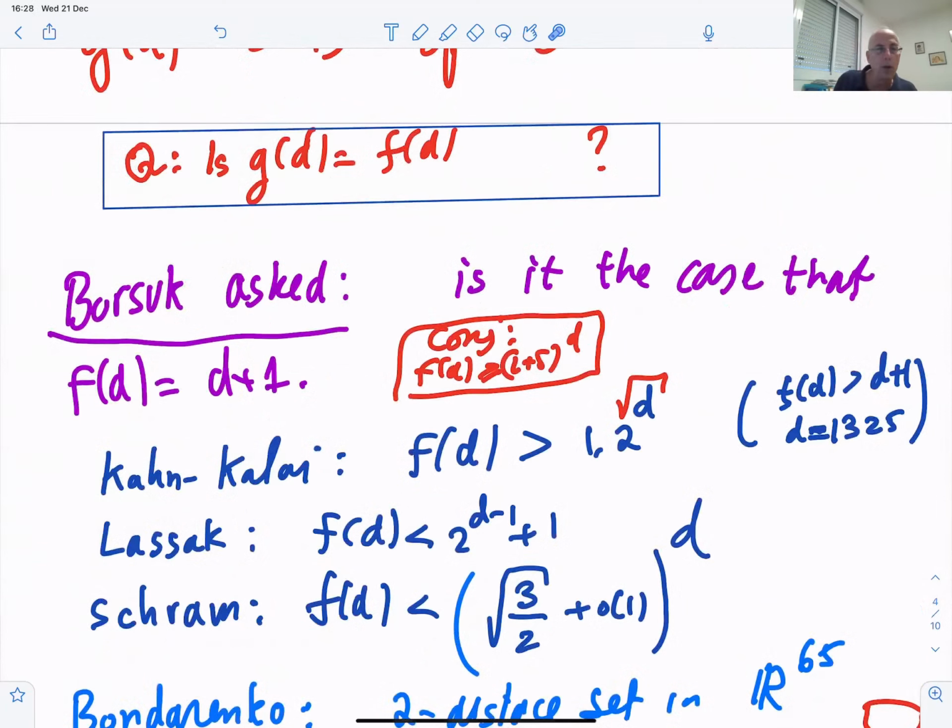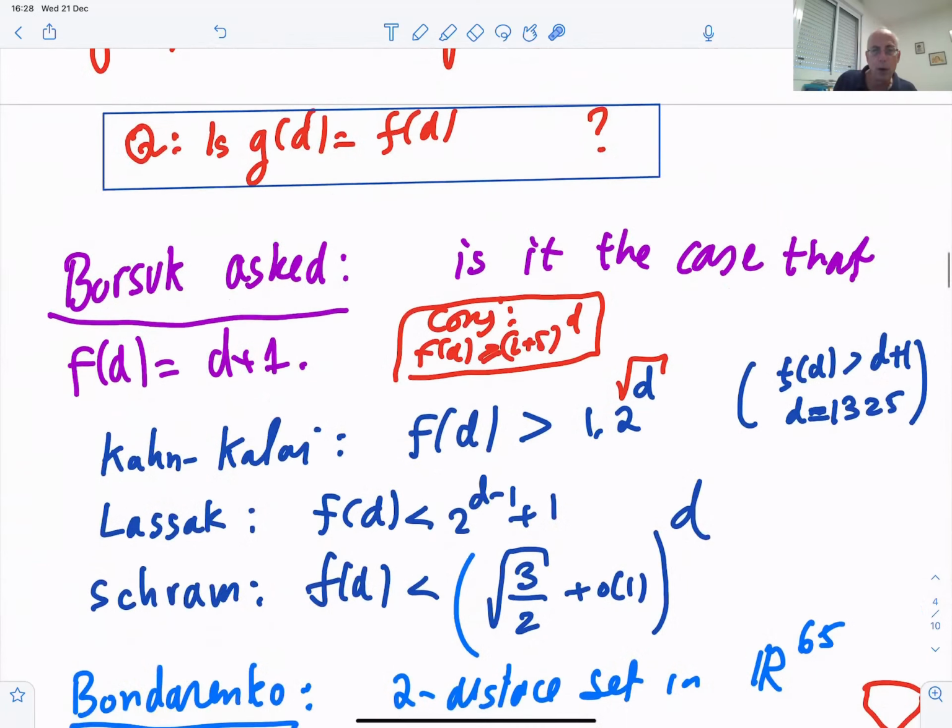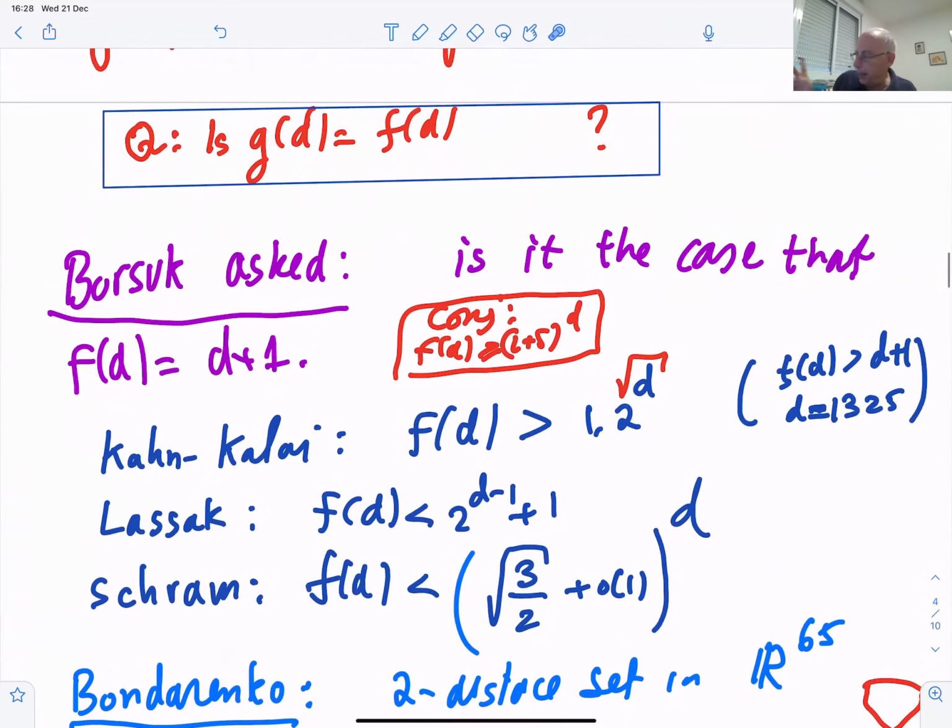Okay, so what is known about the Borsuk problem? Let me say a little bit about the low dimension cases. It is correct, of course, for D equal 1. It is correct for D equal 2. In the plane it is correct.